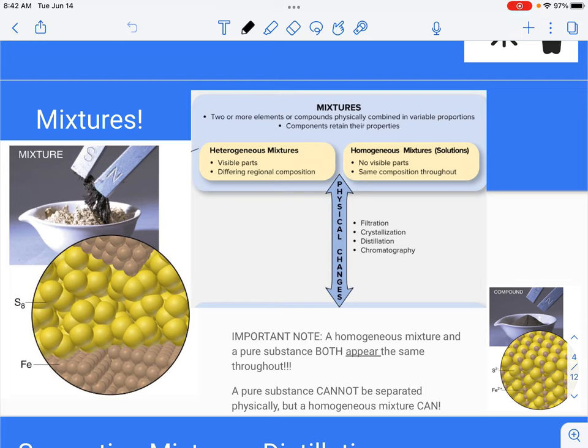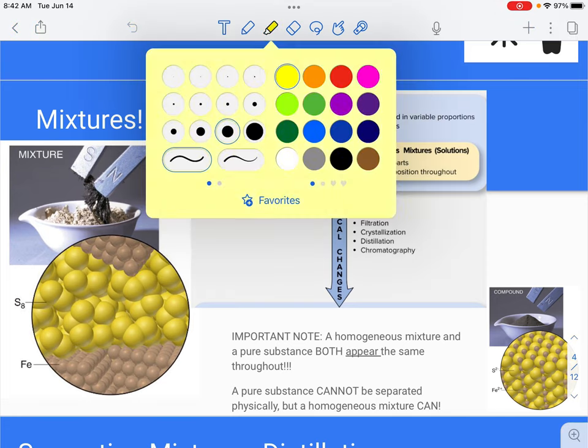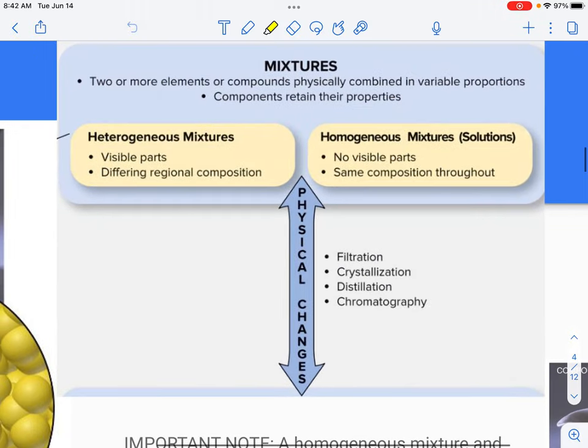So remember that mixtures are two or more substances, elements or compounds, that are physically combined, and the proportions of the way they're combined are going to be variable. This is not a definite proportion thing. So I can have salt water in many different proportions of sodium chloride and water, and sometimes I have greater proportions of sodium chloride, and then what happens is that it doesn't all dissolve, right? So variable proportions is really important. And each of the parts keep the properties that they have.